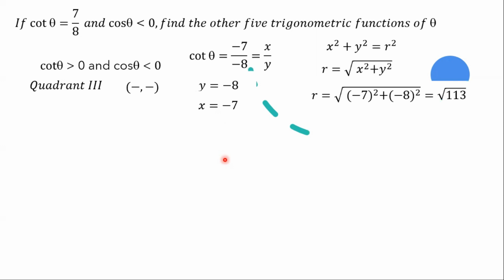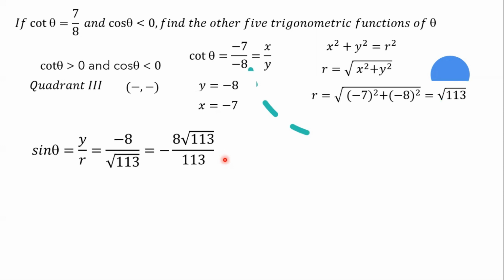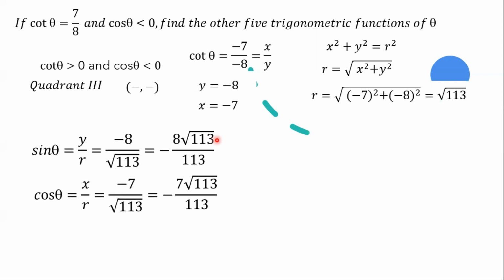So therefore, the other 5 trigonometric functions, let's start with sine. Negative 8 over square root of 113. Rationalizing, we have negative 8 square root of 113 over 113. Then for cosine, x over r, negative 7 over the square root of 113, or negative 7 square root of 113 over 113. Then tangent is y over x, so negative 8 over negative 7, or positive 8 over 7, since negative divided by negative is positive.